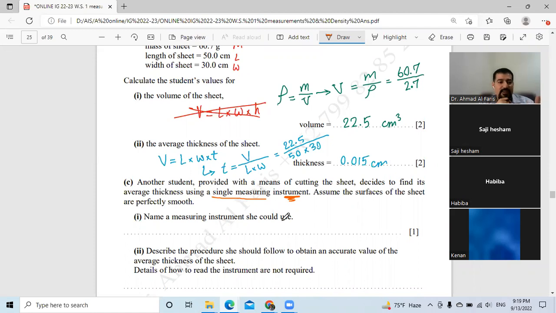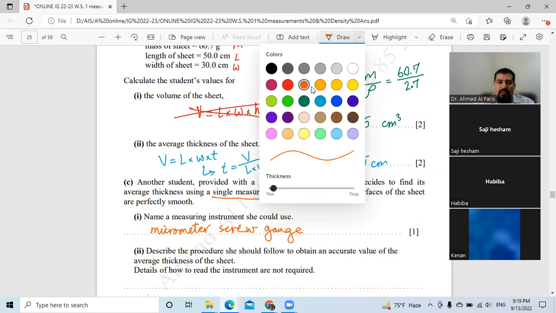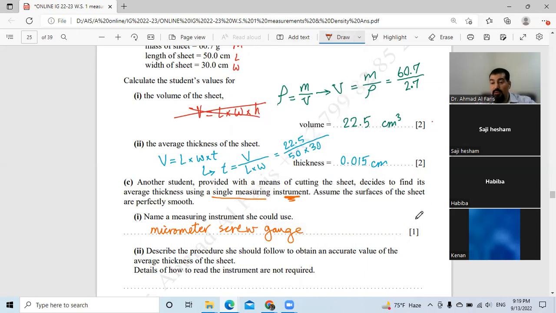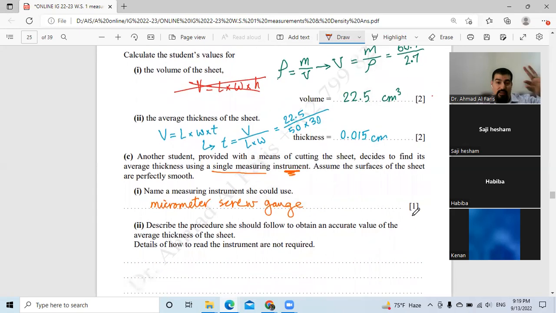Bravo, Muhammad. Bravo, Rahmi. What else? Micrometer screw gauge. Yes, micrometer. It's one word: micrometer screw gauge. Okay, now this micrometer is the instrument that I will use to measure the thickness of the metal sheets. But why do they ask that I can cut the sheets?